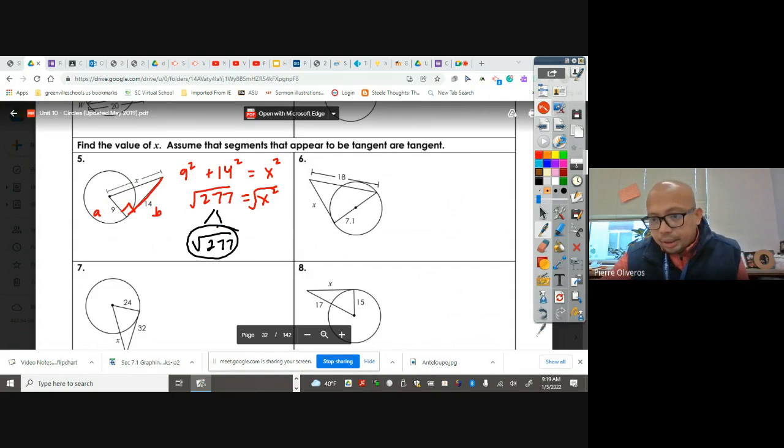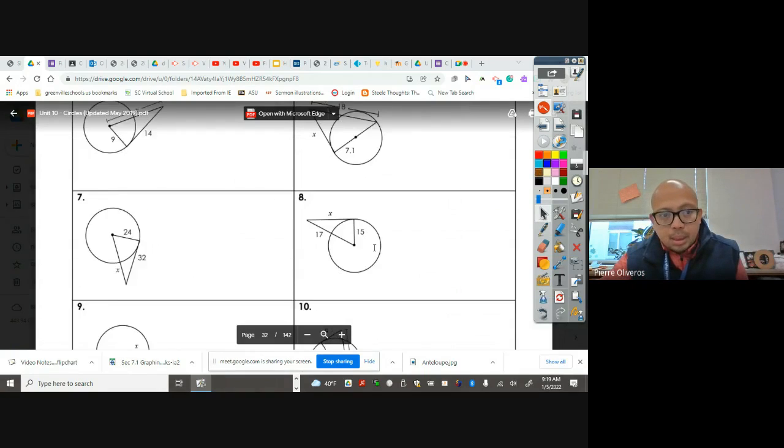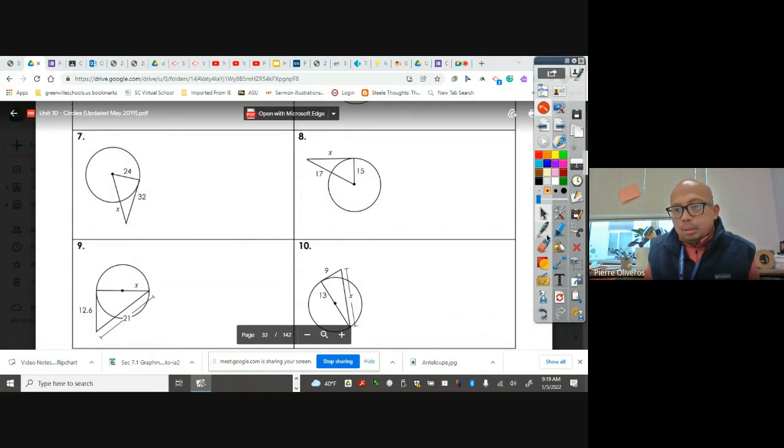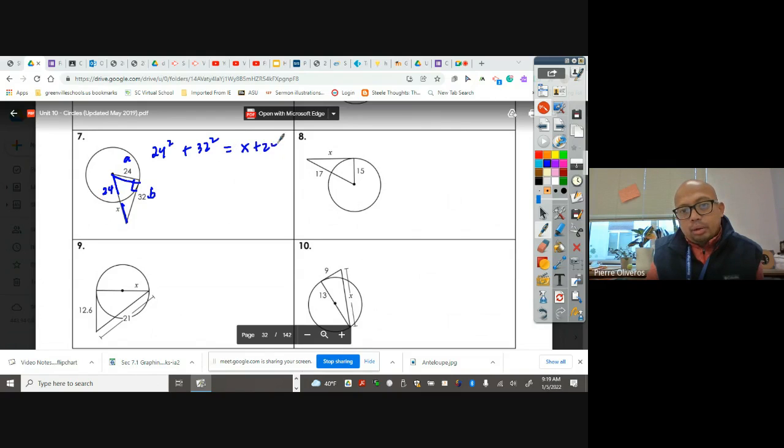Number 7. Okay, this is a good problem. We have a circle here. The radius is 24. This appears to be tangent. So that's 90. So therefore, this is my A and that's my B. My C is going to be 24 right here and an x. So therefore, my A is 24 squared, my B is 32 squared, is equal to x plus 24 squared.